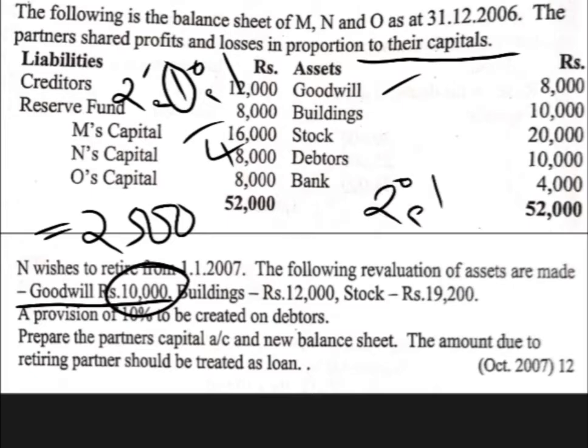Okay, so this is the journal entry. Remaining partners' capital accounts debit: M's capital account debit 2,500 into 2/3, O's capital account debit 2,500 into 1/3, to N's capital account 2,500. Let me show you these working notes.